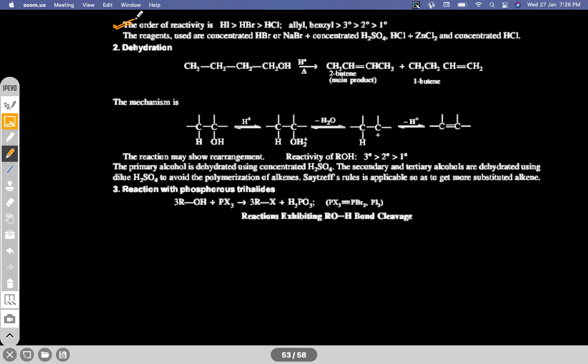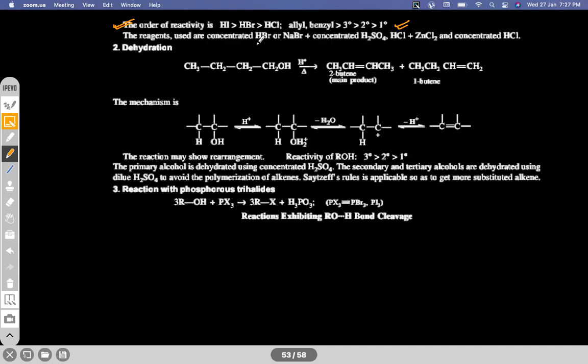So in HI, iodine can easily release H plus, and then the reaction will be faster. Allyl and benzyl are resonance stabilized, then 3 degree, 2 degree, 1 degree. This is the order of reactivity here.